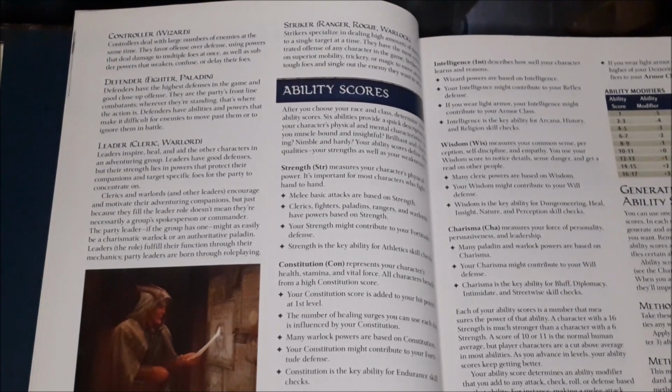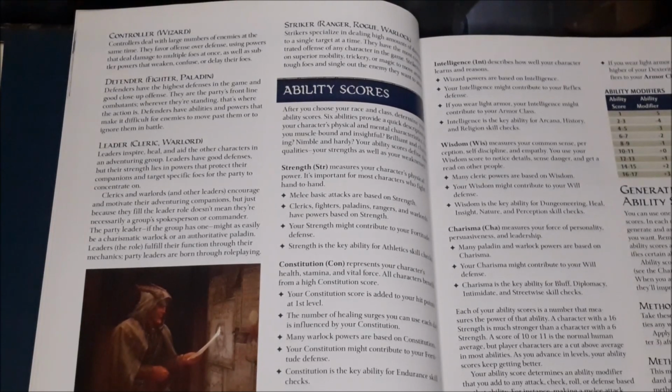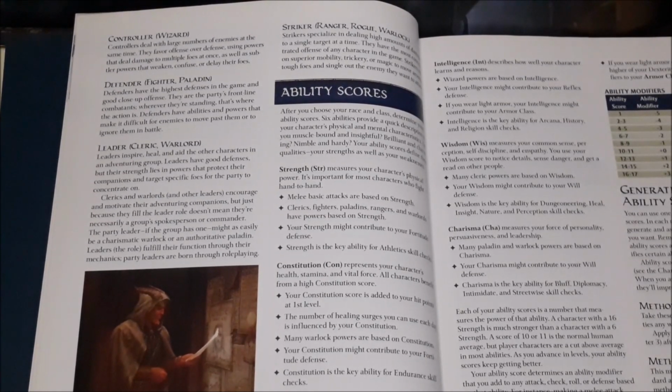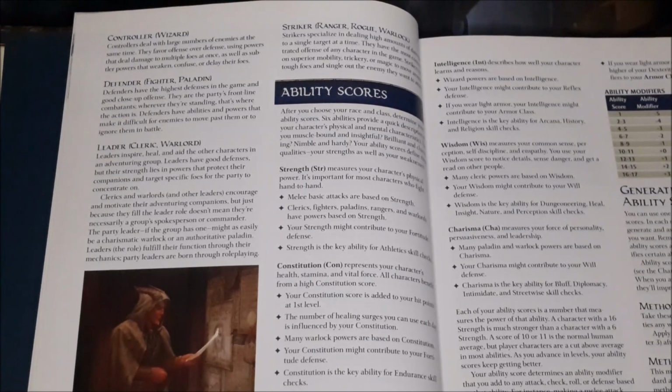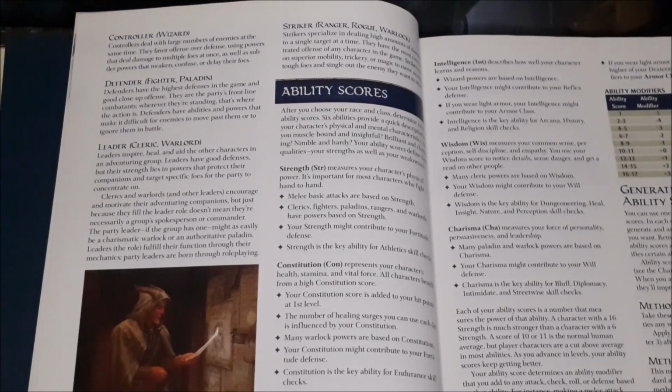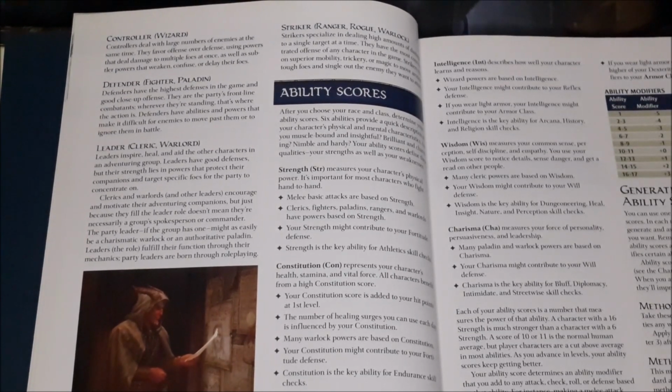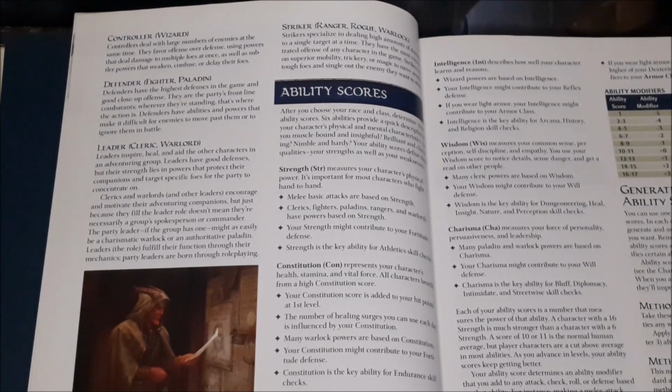The next one that we have here are defenders. The fighter and paladin are examples that they give here. Defenders have the highest defenses in the game and good close-up offense. They are the party's frontline combatants. Wherever they're standing, that's where the action is. Defenders have abilities and powers that make it difficult for enemies to move past them or to ignore them in battle. So these are kind of your tanks. These are the ones that will try to absorb as many attacks as possible and have a high enough defense that it will frustrate enemies and make it difficult for them to hit. But they also have abilities that can make it difficult for enemies to target other individuals.